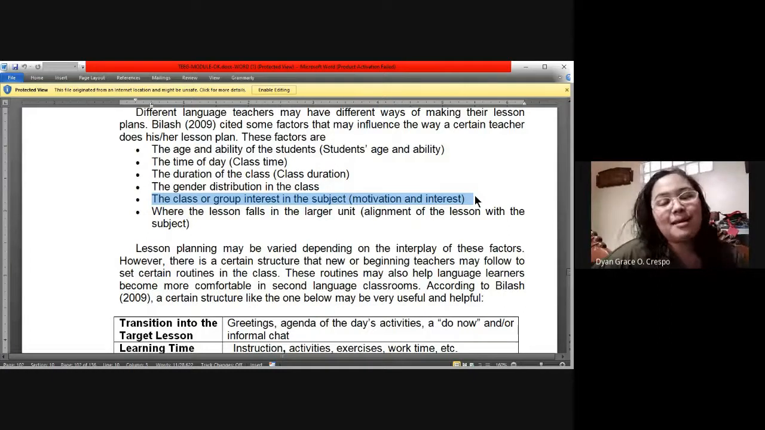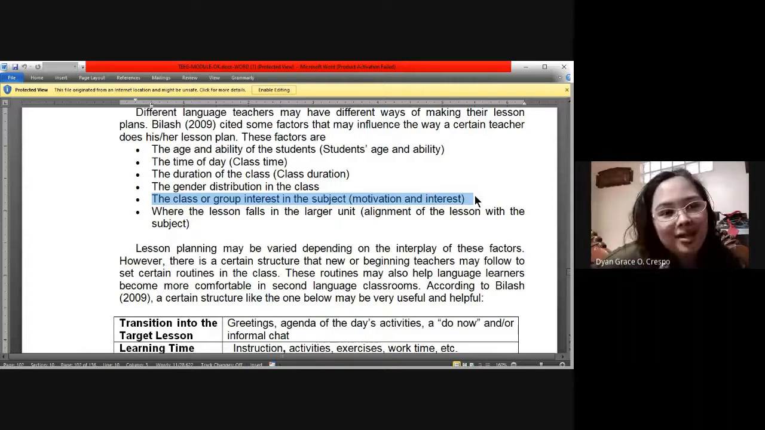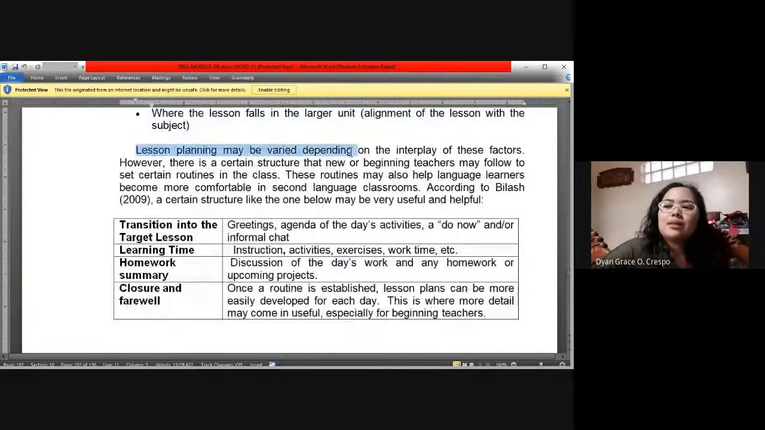But of course, you will modify it. For example, what are your likes and dislikes? What part of the day are you ganito? Now, of course, what you will do is you will get the things that you need para mas ma-plan mo yung magiging mga lesson mo. What activities do you like? I love pictures. I love TikTok. I love this one. Okay, so maybe you could use that as an activity. Pwede yun. So, slam book is important also. Where the lesson falls in the larger unit, alignment of the lesson with the subject. So, isa yun.